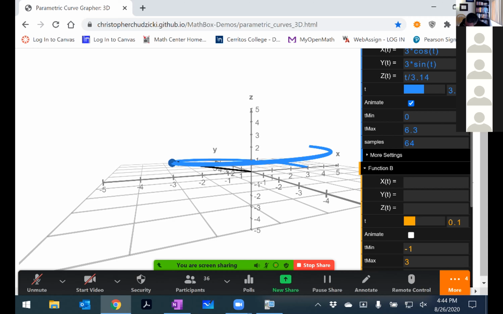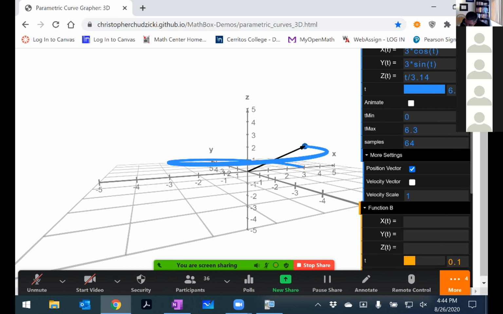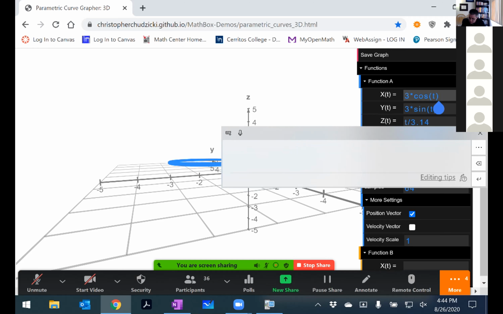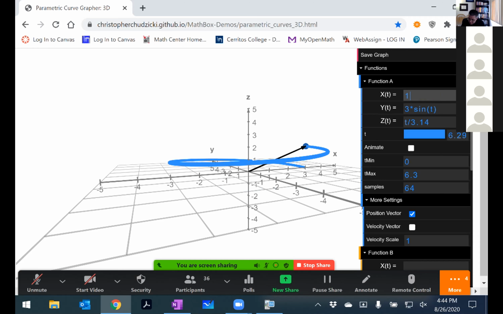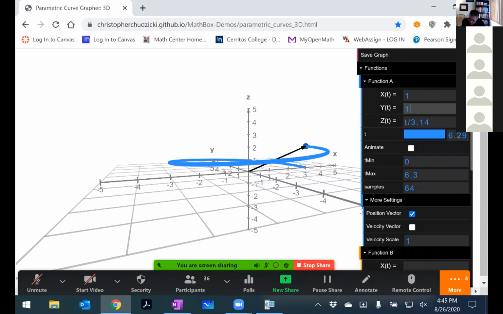Function B. Oh, more settings. There we go. Position vector. I want that. Oh, animate. Turn the animation off. There we go. Like, stop, bro. Just stop it. So now we're going to say the x component of this vector is 1. The y component of this vector is 2. And the z component of this vector is 3. Okay. Enter. So what is this going to look like?